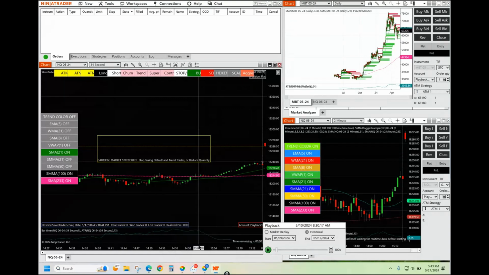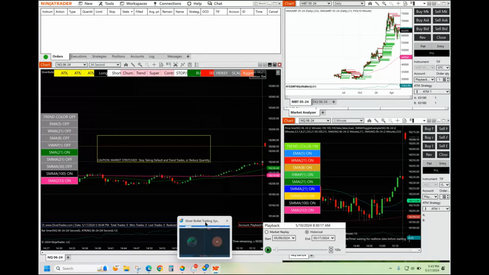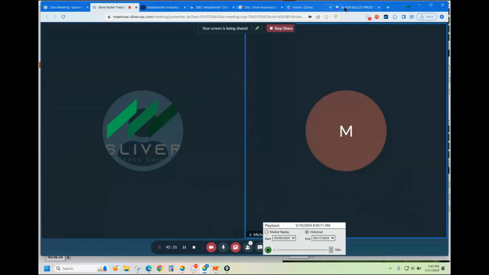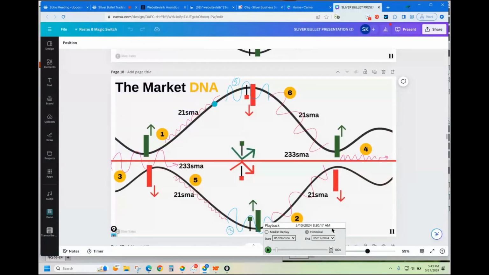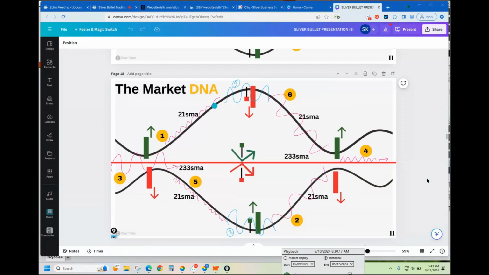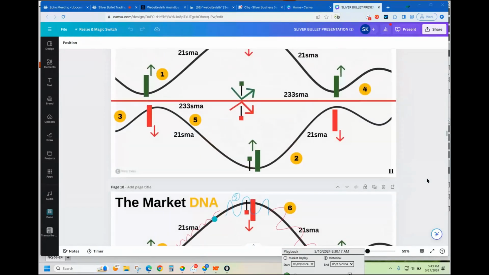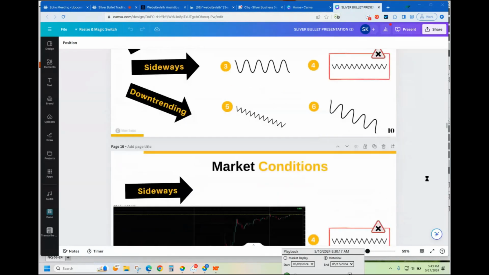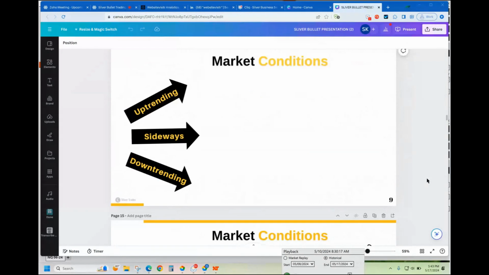If you remember from the free webinar, this is what I explained as the DNA of the market. I will go deeper into it today.